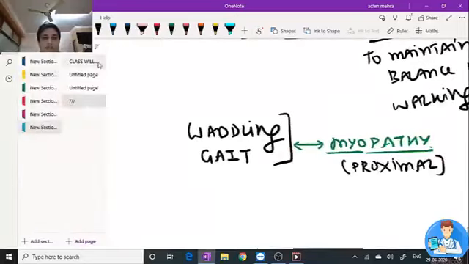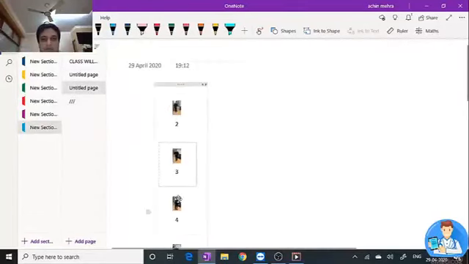Someone is asking one question: kinesia paradoxa is seen in Parkinson disease only. Okay, write it down. Parkinson disease will show kinesia paradoxa.